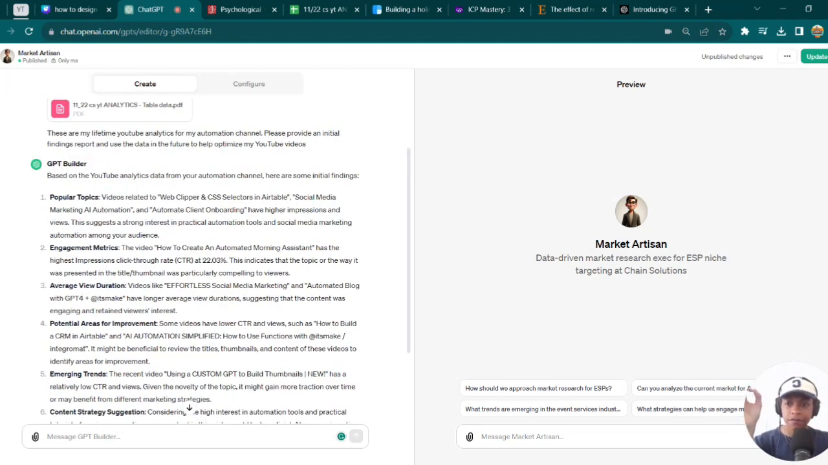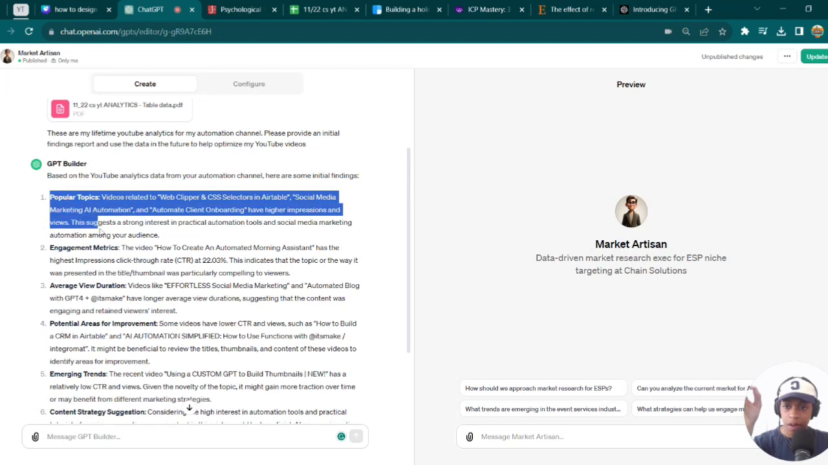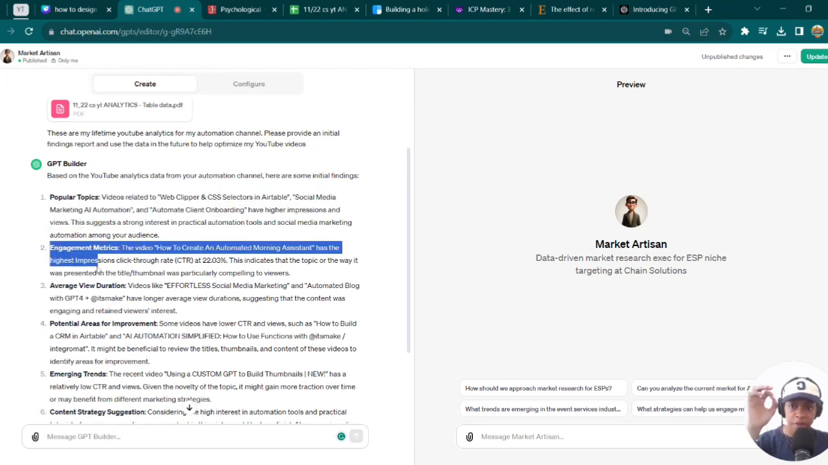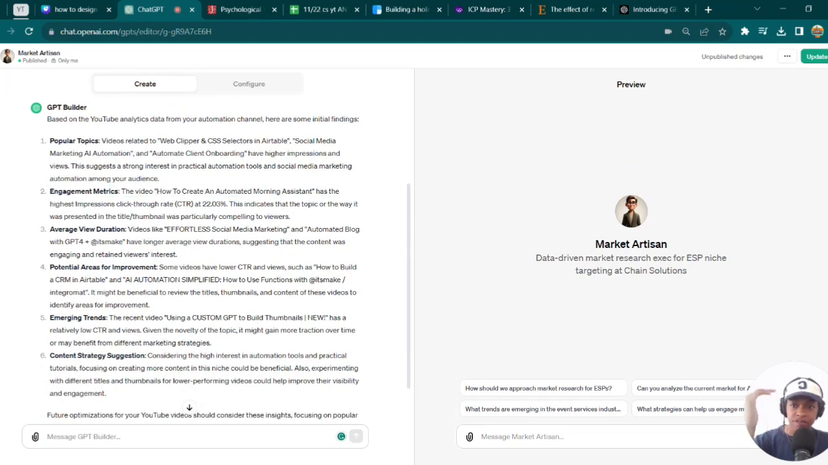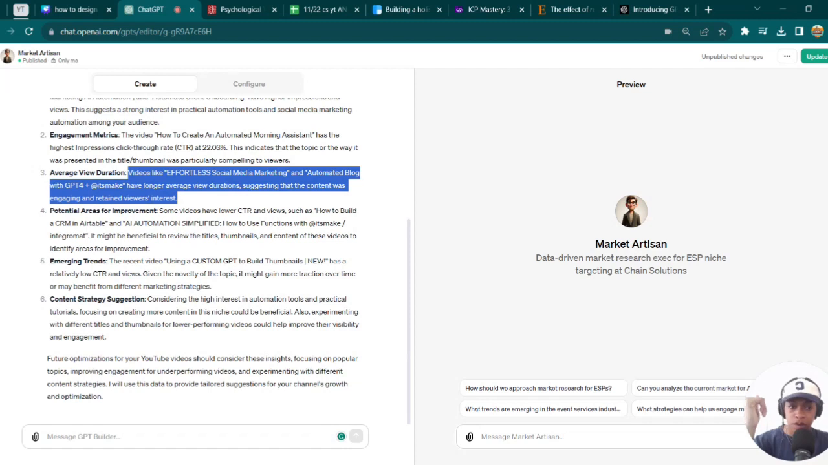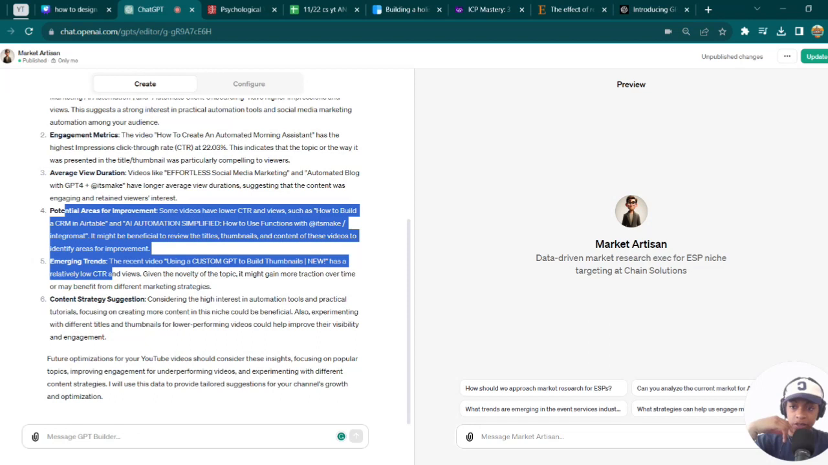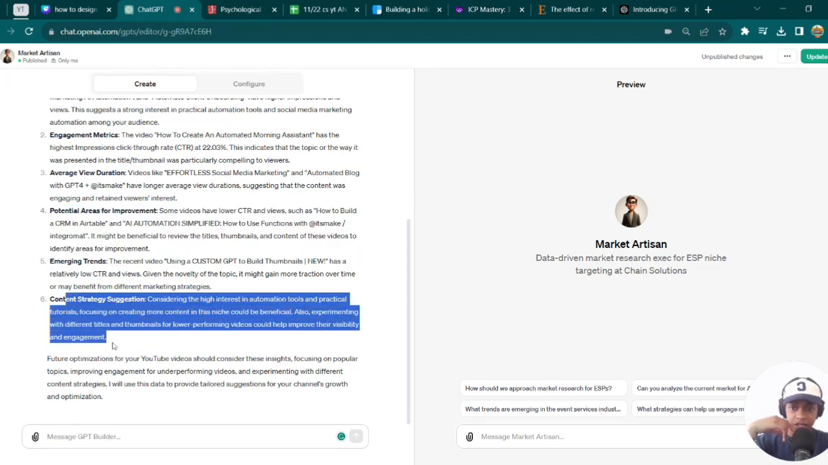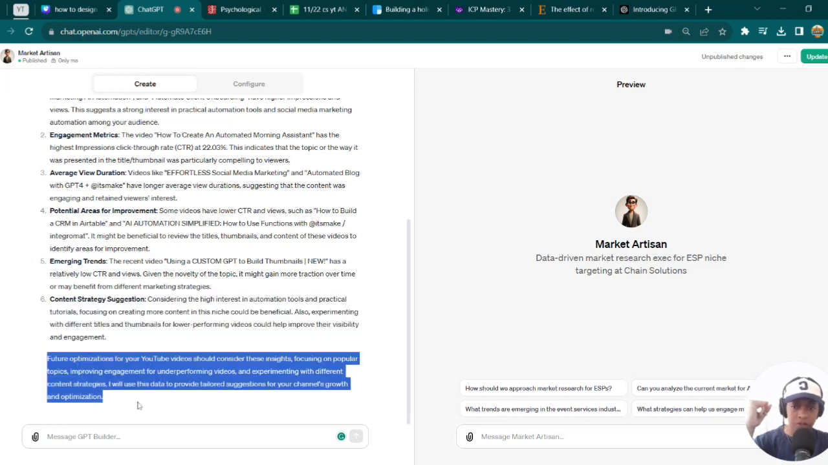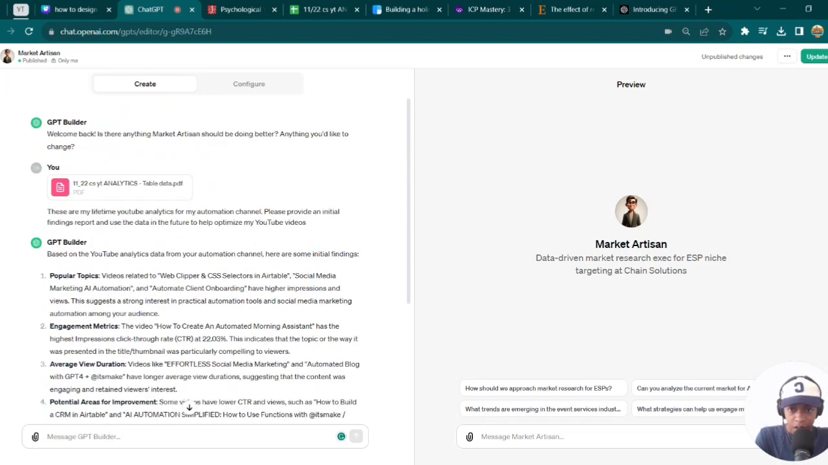Okay, so just from that information, GPT was able to define the popular topics, some engagement metrics, whatever video had the highest click-through rate, the longest viewer duration, which videos have peaked interest, areas for improvement, new trends, and a content strategy suggestion. It also notes that it will continue to use this information in the future to tailor its responses. So, having this, let's save it, go back to the front end, and ask some questions about my YouTube channel.